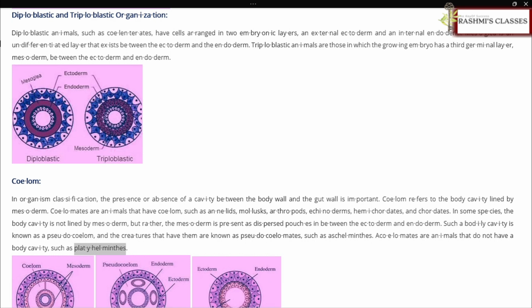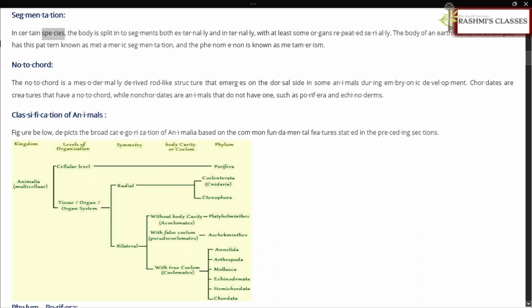Segmentation. In certain species, the body is split into segments both externally and internally, with at least some organs repeated serially. The body of an earthworm, for example, has this pattern known as metameric segmentation, and the phenomenon is known as metamerism. Notochord. The notochord is a mesodermally derived rod-like structure that emerges on the dorsal side in some animals during embryonic development. Chordates are creatures that have a notochord, while non-chordates are animals that do not have one, such as porifera and echinoderms.